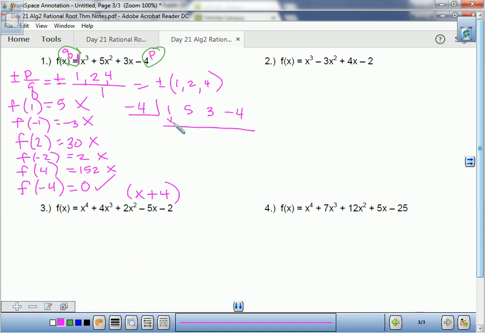Okay? So we're going to bring down that first one. We're going to multiply. We're going to add. We're going to multiply. We're going to add. We're going to multiply. We're going to have a little celebration on the inside because it equals 0. Well, the remainder is 0. We knew it should be, and it is. So now, this is my A, this is my B, this is my C.